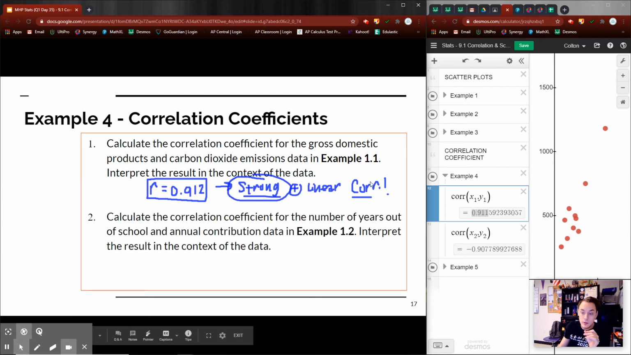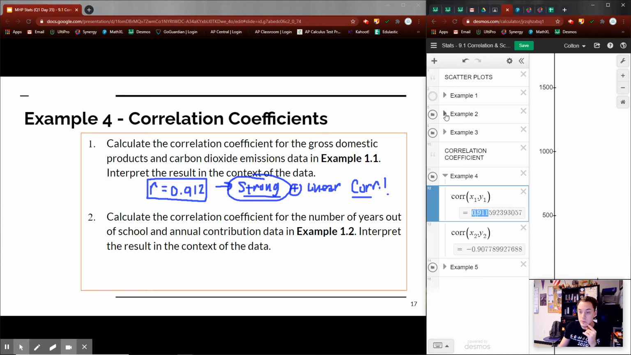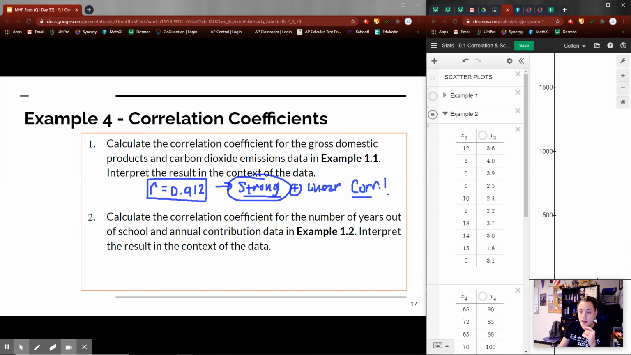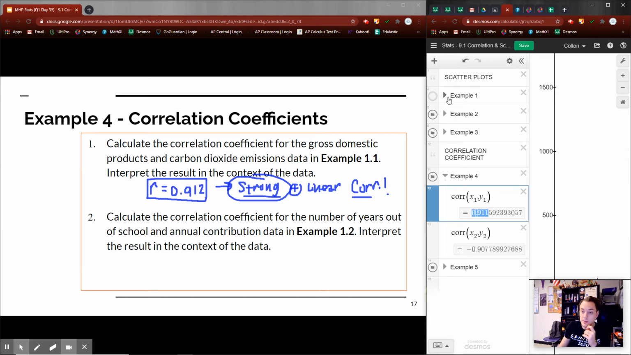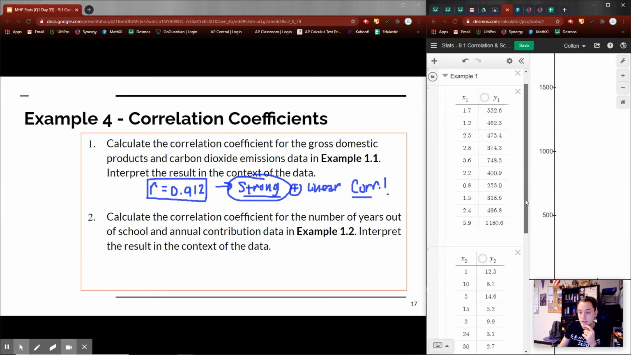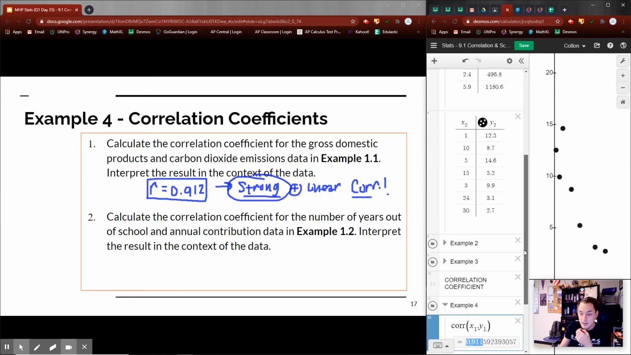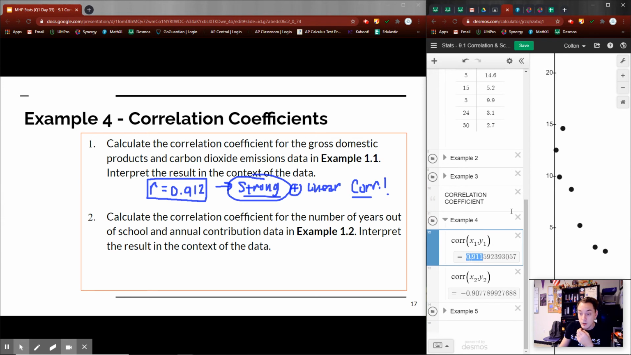Now let's go to example 2. If I go to example 2, or sorry, example 1.2, so let's go to example 1.2. I'm going to scroll down. This was example 1.2, the number of years out of school and the annual contribution. Okay. This is what it was. If I click on this and then zoom fit, this is what I see. So it does decrease.